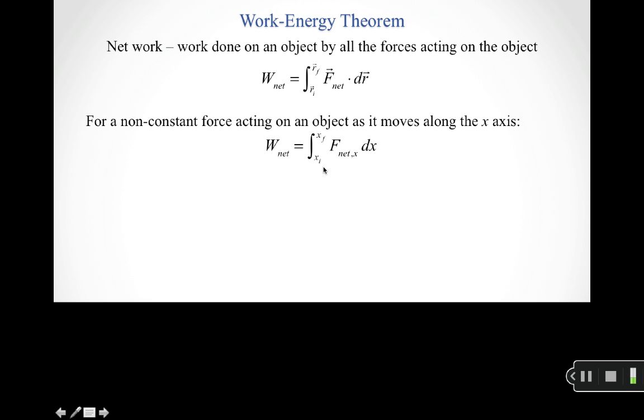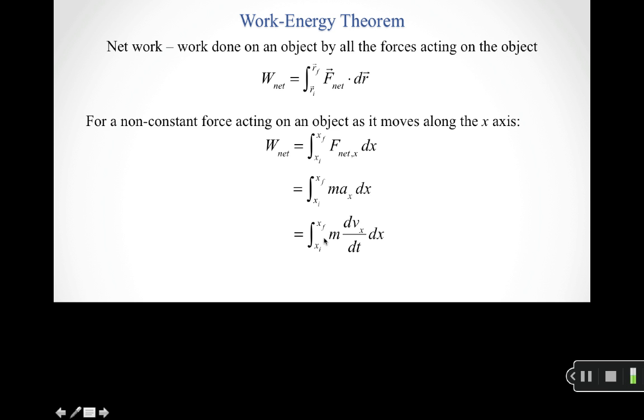So here's the net work done in a one-dimensional problem. I know from Newton's second law that the net force is equal to mass times acceleration. So if I want the x component of the net force, I need mass times the x component of the acceleration. And from my definition of acceleration, I know that the acceleration is the derivative with respect to time of the x component of the velocity.